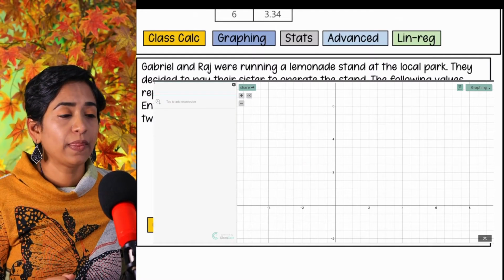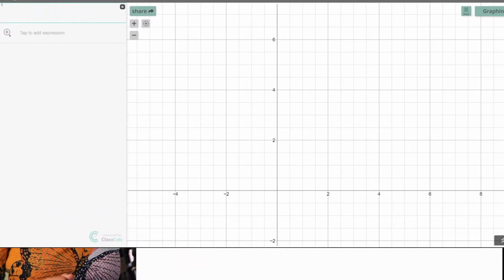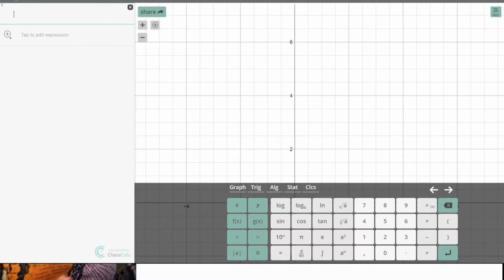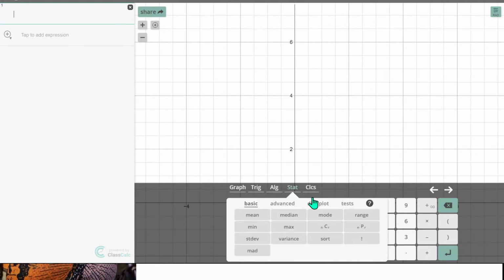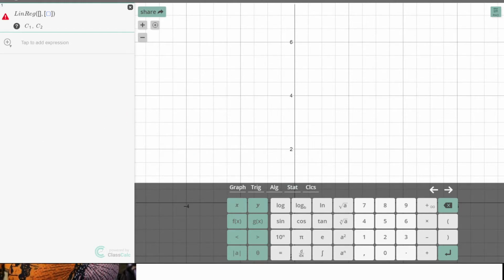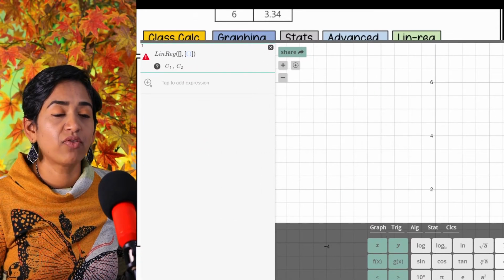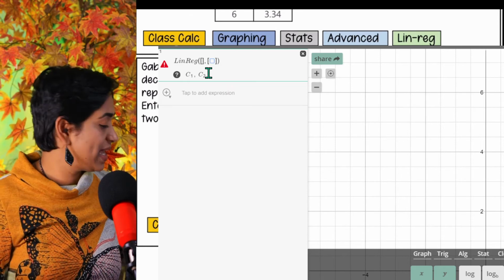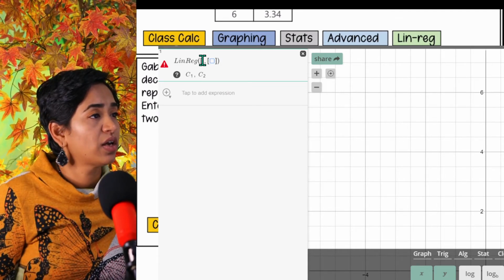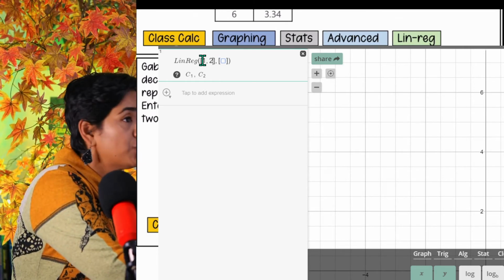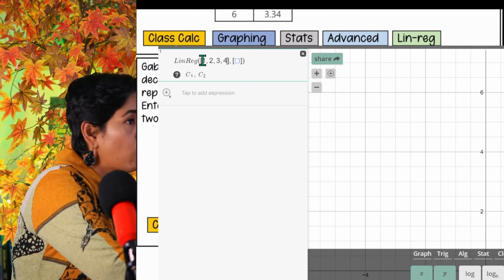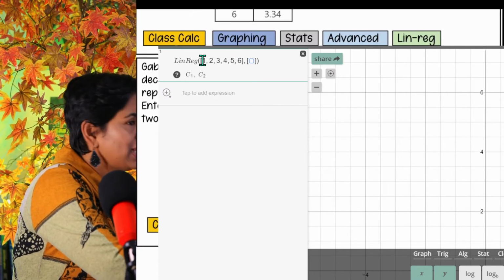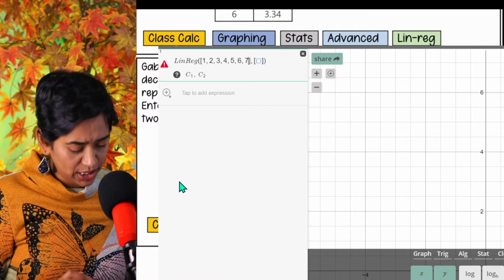So Class Calc, let me go ahead and expand it. All right, so I'm going to go to Class Calc, stats, advanced, and linear regression. And as soon as I do that, this is where the linear regression comes in, right? I'm going to go ahead and plug in my x and y values. My x values are 1, 2, 3, 4, 5, and 6. I think I have a seventh one too. Let me check. Yeah, I have a seventh one.